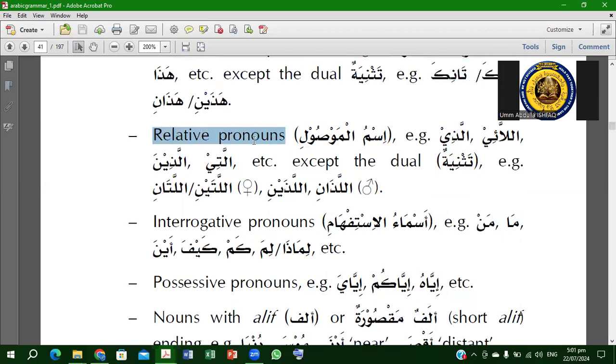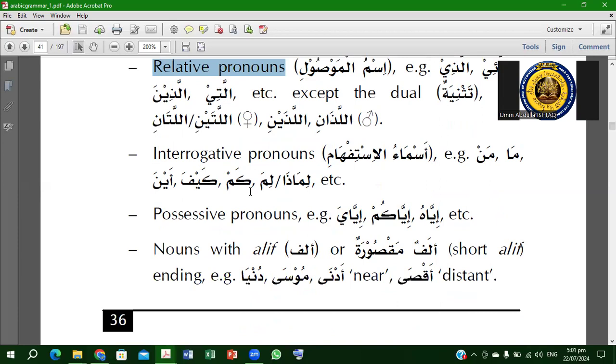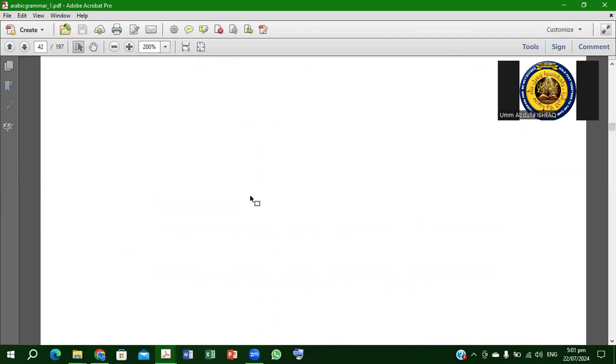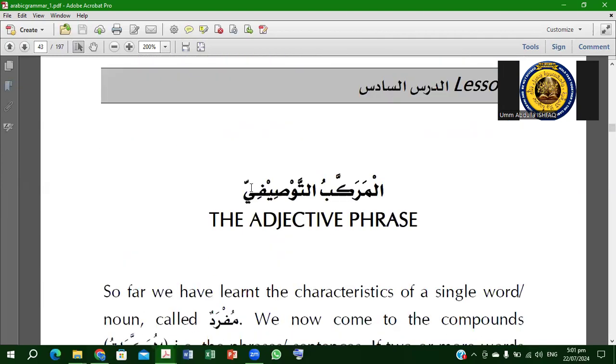The relative pronouns, ism mawsul, are the connectors. In the other slide, what I showed you, it was connectors. Alladhi, allati, alladhina are also non-flexible. Alladhi is always alladhi, inshallah. So we'll get to know more about them when we will be practicing, inshallah.